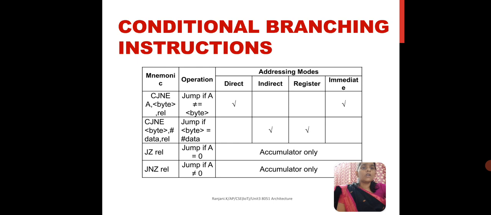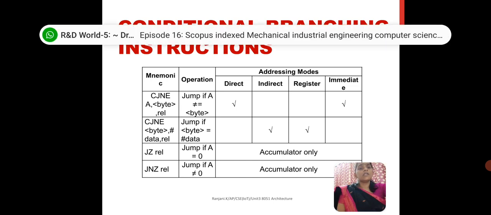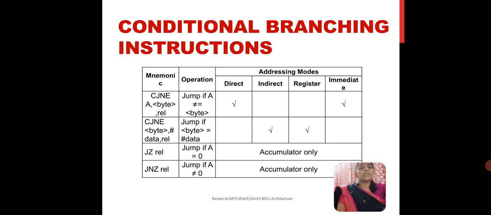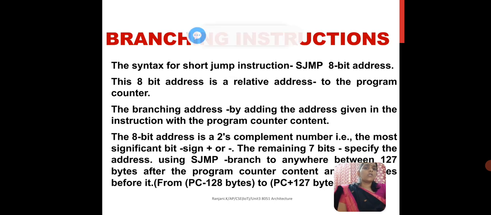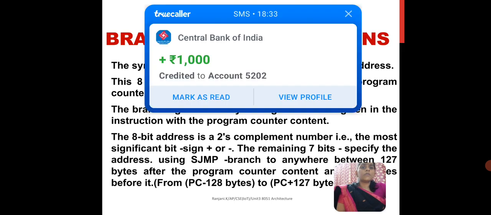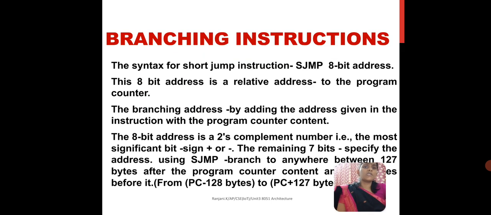These are the conditional branching instructions, where CJNE jumps if A is equal to or not equal to, which comes under direct and immediate addressing. JZ is jump if A is equal to 0. The next one is JNZ, which is jump if A is not equal to 0. These are examples of branching instructions.